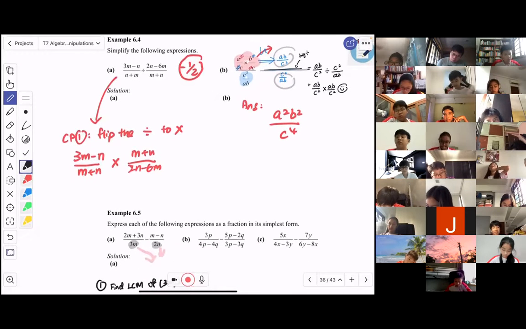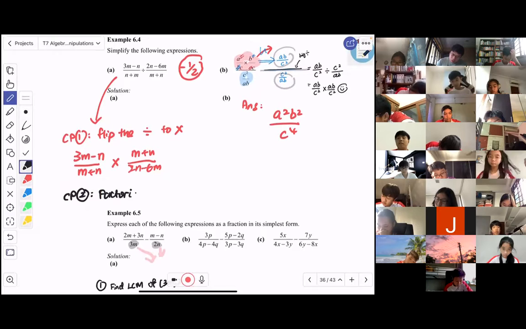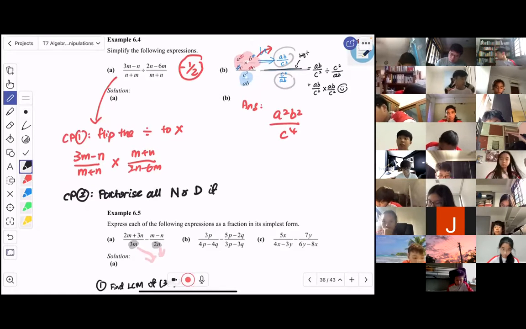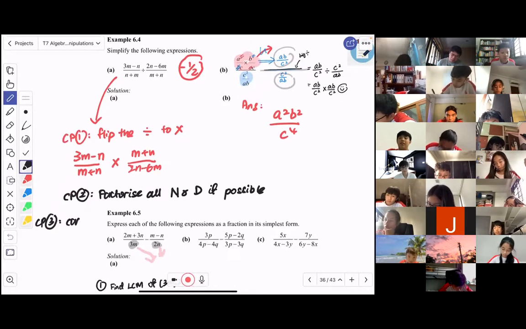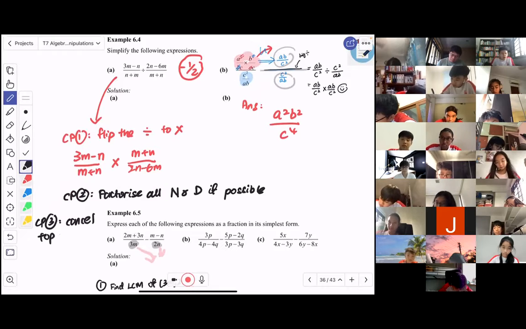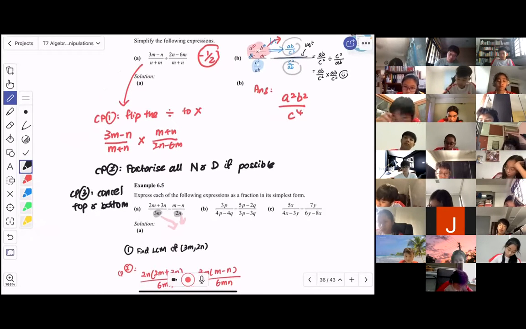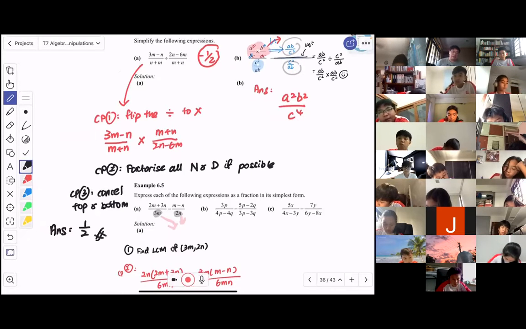Okay, checkpoint 2, factorize all numerators and denominators if possible. Okay, checkpoint 3, do cancellation. Cancel top and bottom. Okay, cancel anything common between top and bottom, whether it's on the left or right. Finally, you should get your answer equals to half. It's a very nice and sexy answer.